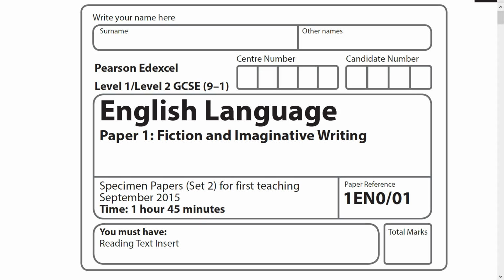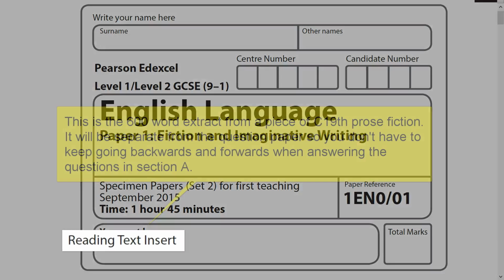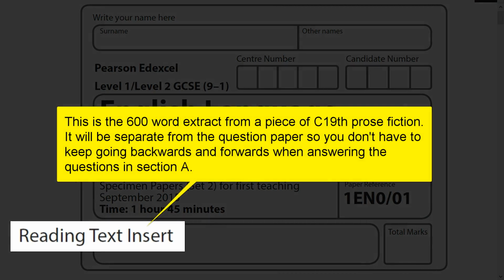Okay, so I'm going to walk you through Section A of Paper 1 of the new Edexcel 9-to-1 GCSE exam in this video. What you can see on your screen at the moment is the top of the front sheet that you'll get on the exam paper. And the first thing to notice is that the total time for Paper 1 is 1 hour 45 minutes. And it tells you that you must have a reading text insert, and that's the 19th century prose fiction extract.